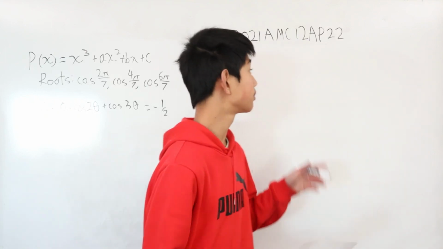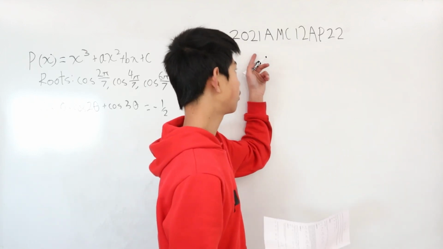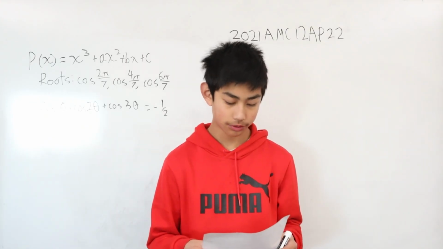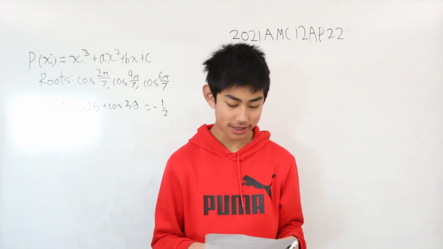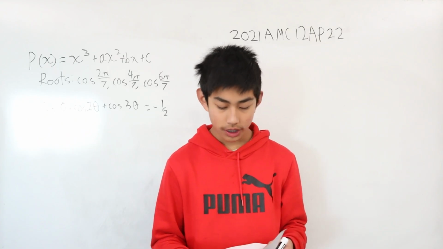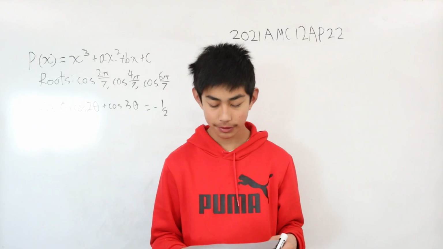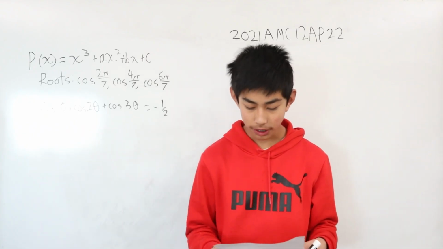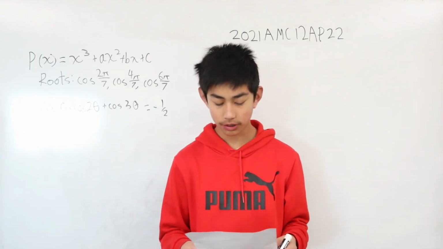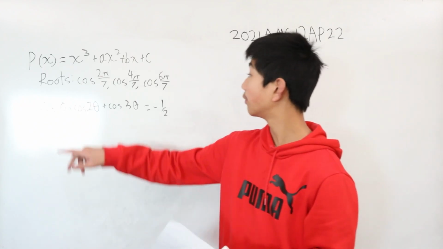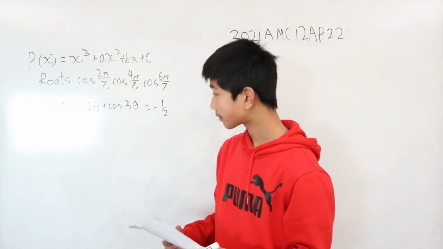We're solving problem 22 from the 2021 MC12A. Suppose that the roots of the polynomial p of x are cosine 2 pi over 7, cosine 4 pi over 7, and cosine 6 pi over 7, where angles are in radians. What is ABC? And I've written out the polynomial.